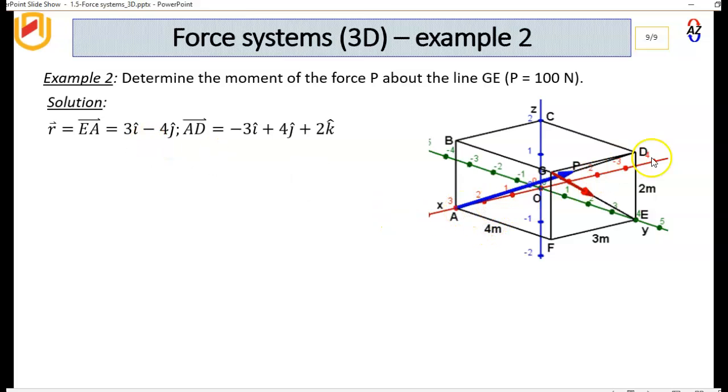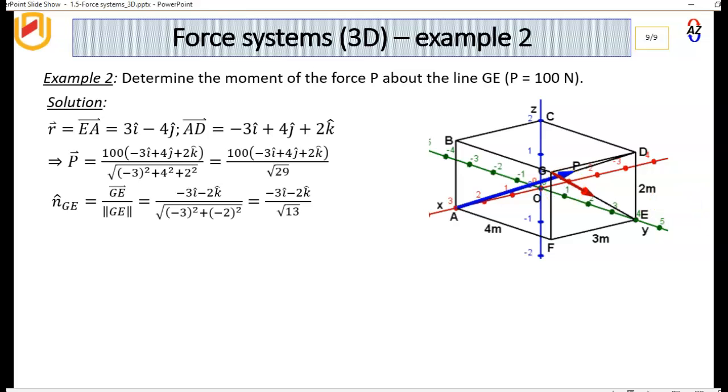And then the vector AD, obviously what we want to do is to represent the force P as a vector. So the vector AD is minus 3i plus 4j plus 2k, and that's what we see right here. So P as a vector will be this very vector divided by its magnitude, and then multiplied by 100, because we are told it's 100 Newtons. So this is a unit vector multiplied by the scalar 100, and we get this expression here.